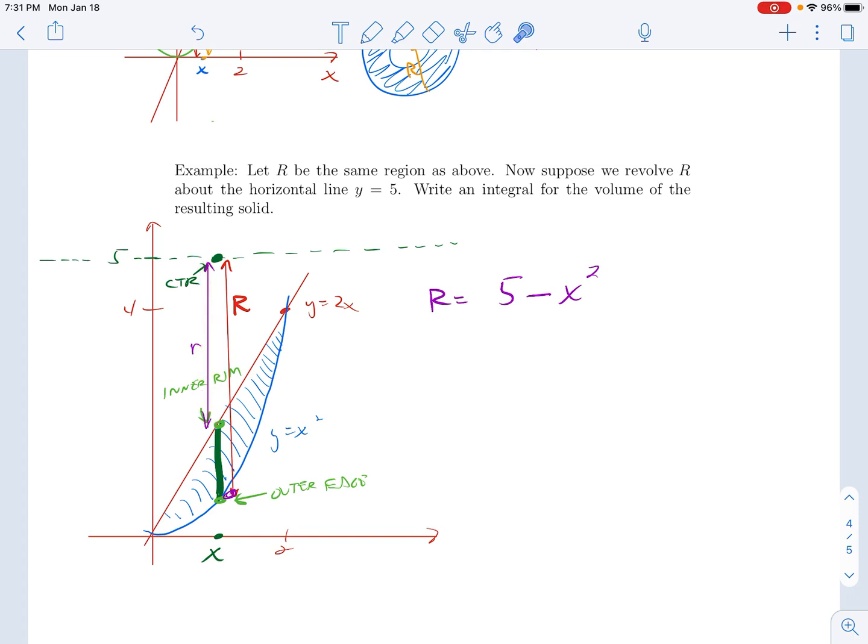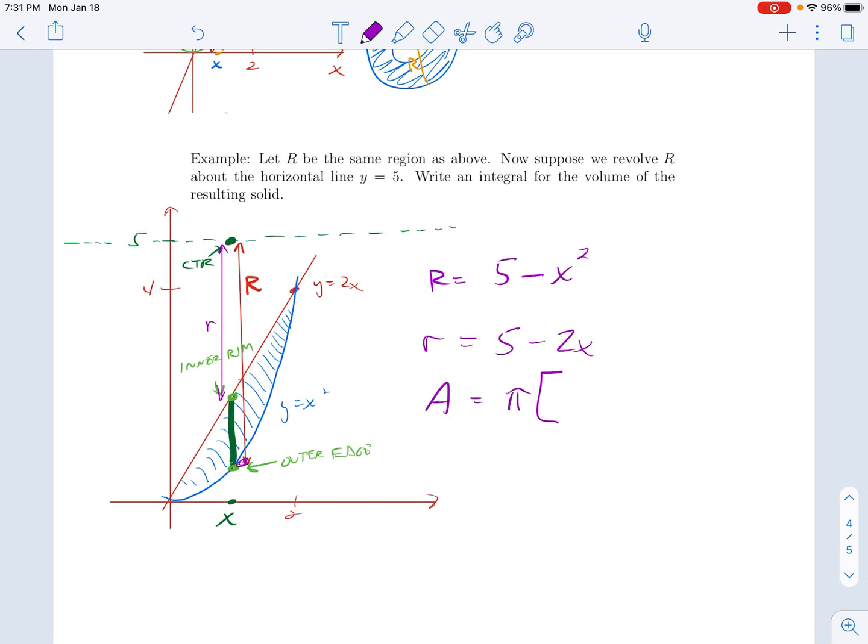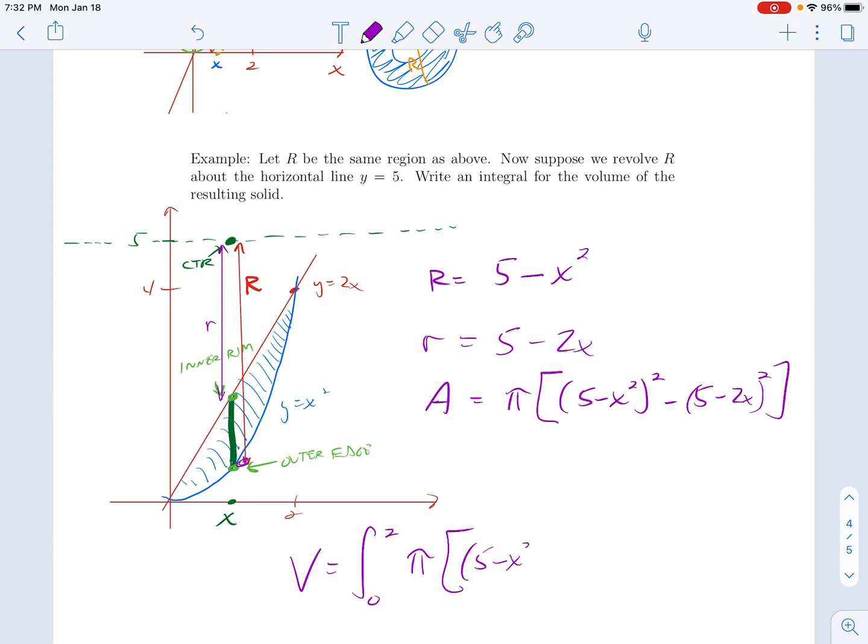Inner distance, inner radius. The center here is at 5, and this is at 2x. So from a y-coordinate of 5 to a y-coordinate of 2x, top minus bottom measures that distance. So the area of each slice would be pi times outer radius squared minus inner radius squared. And our volume would be the definite integral from 0 to 2 of that area formula.